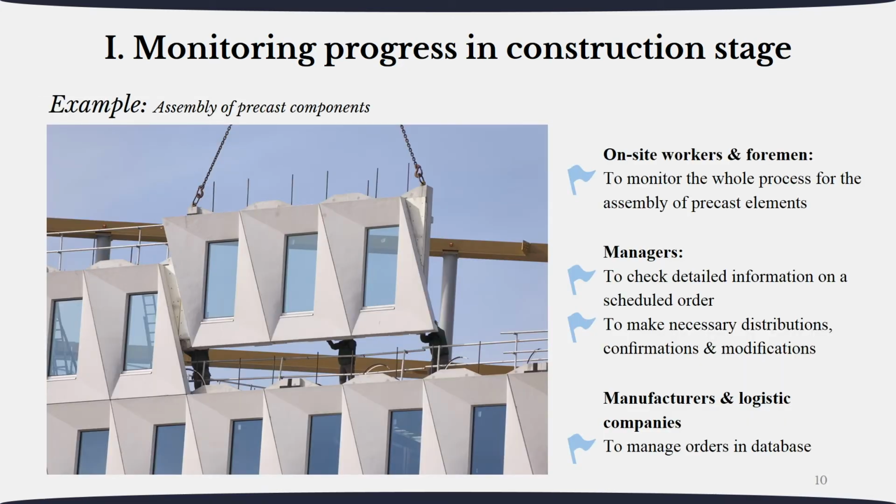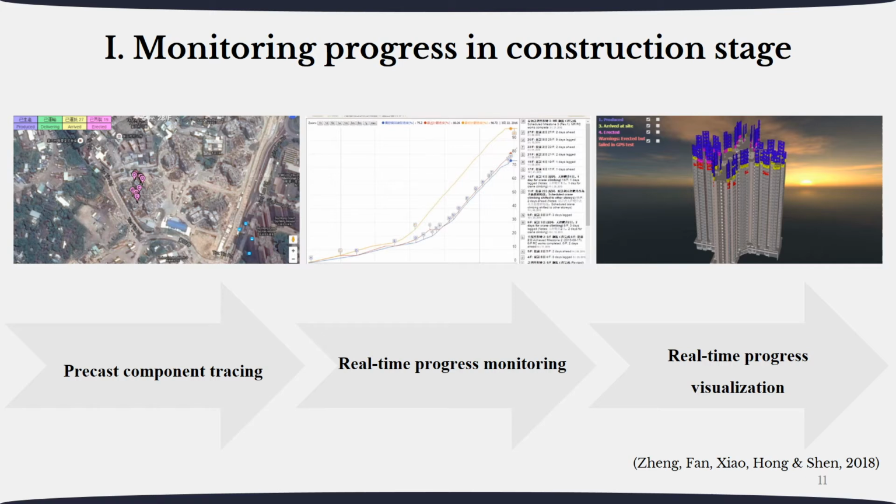The assembly of precast components will be used as an example to illustrate how the system can be used in reality. Workers, foremen, managers, manufacturers, and logistics companies can collaborate closely. They can distribute information, monitor the real-time status of precast elements, and make any modification through the order database effectively. Besides, the real-time status of precast elements will be recorded and shown on a map. The cumulative quantity of precast components erected would be plotted onto a graph compared to the scheduled progress. In order to identify any delay in site construction, the progress can be further applied with real-time visualization.